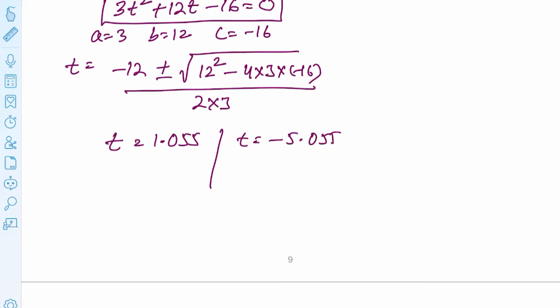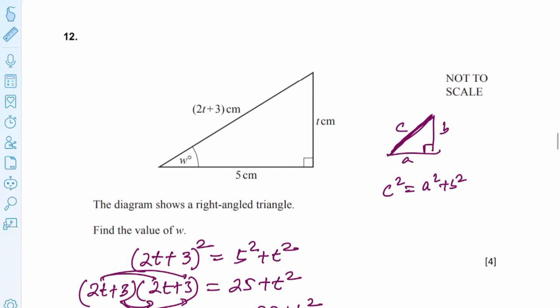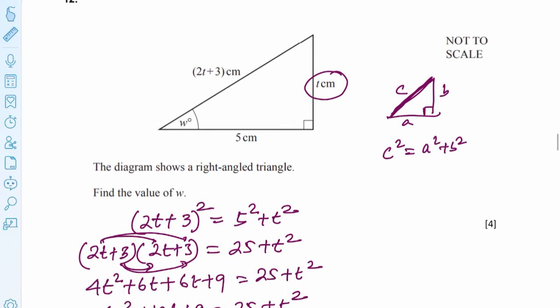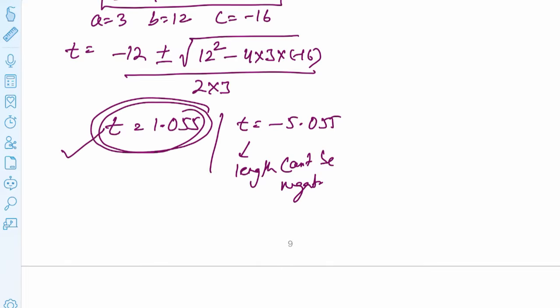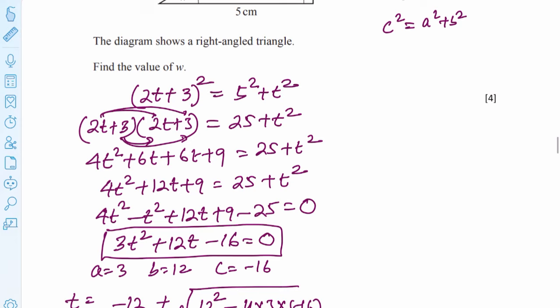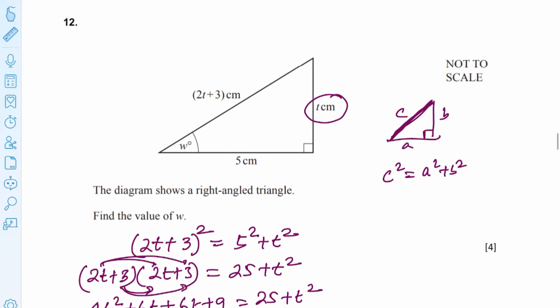We know that length cannot be negative, because T is negative here, so length can't be negative. So now we'll take this value, T equals 1.055. But the question asks us to find the value of this angle W. That means we got this value, 1.055, and this one we have 5 centimeters.